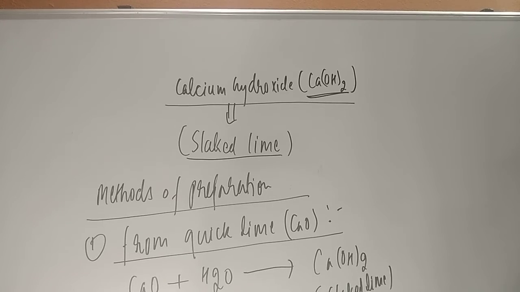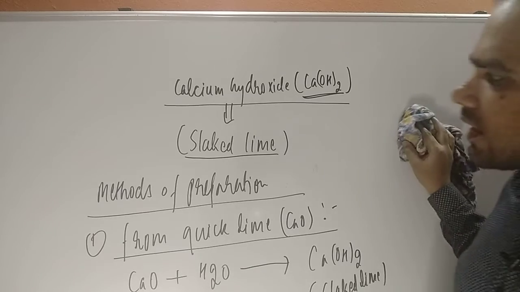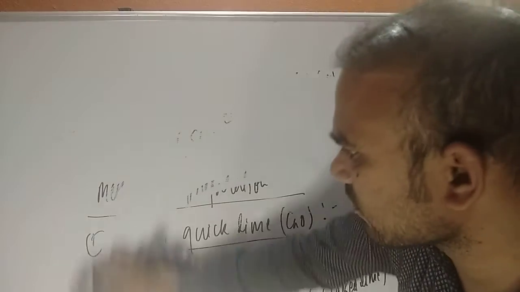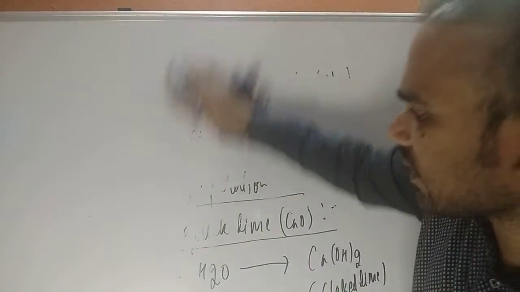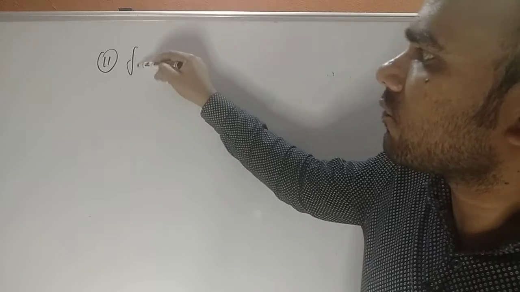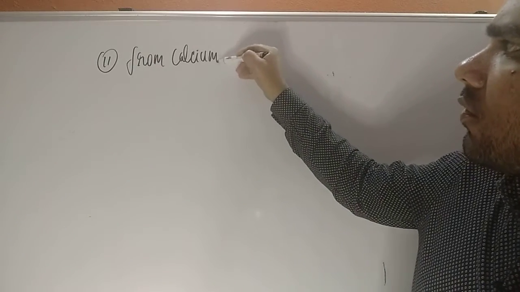Now dear students, one more method of preparation is there: from calcium chloride we can also prepare slaked lime. Let us have a look at the second method, from calcium chloride.